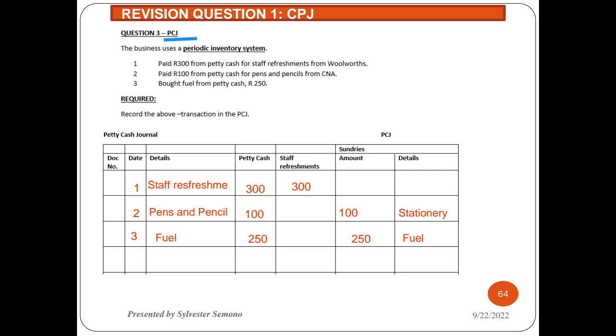Okay, so petty cash is the main column here. Yes. I think you are referring to this one, ne? It is the main column, yes. That's why everything is transferred to petty cash, as you can see. Okay. Thank you. No problem.